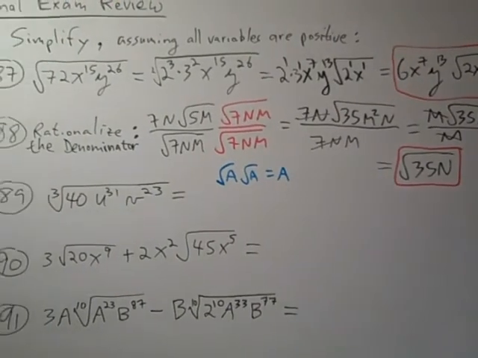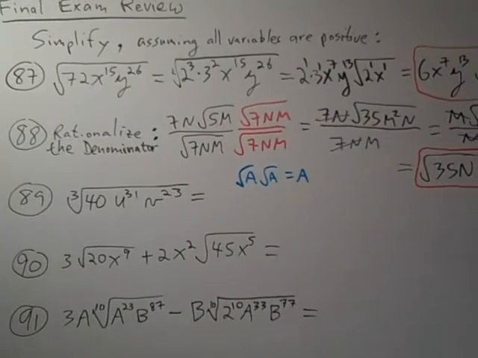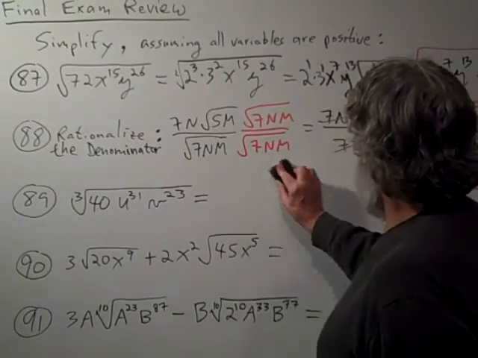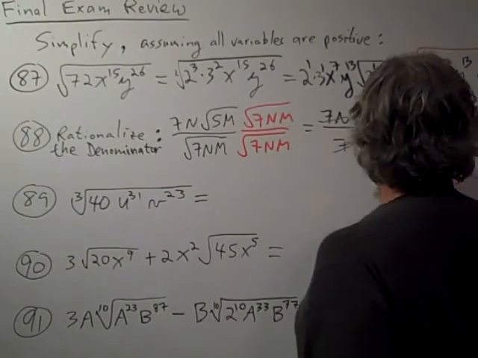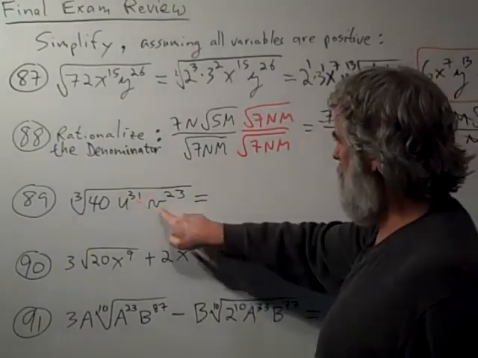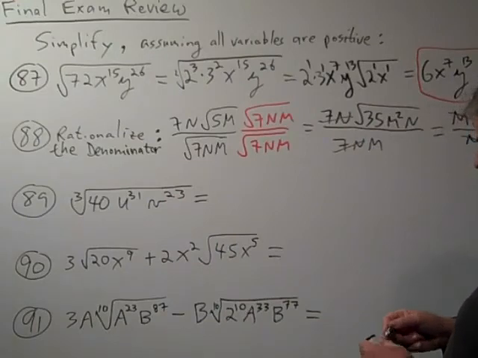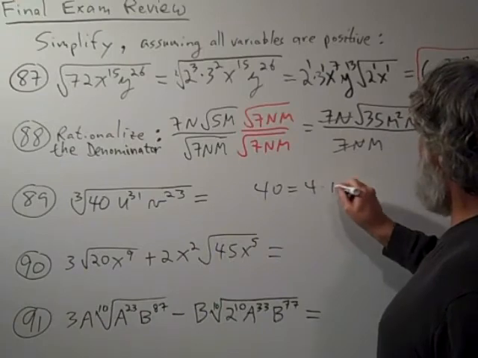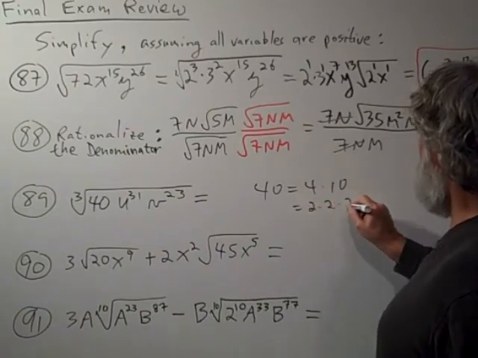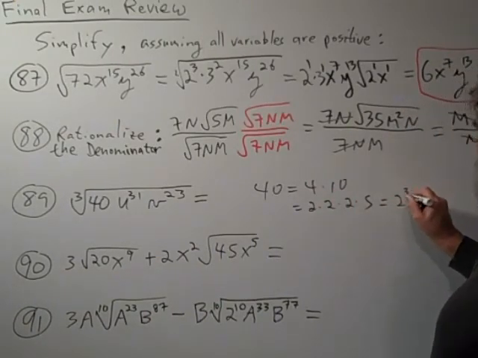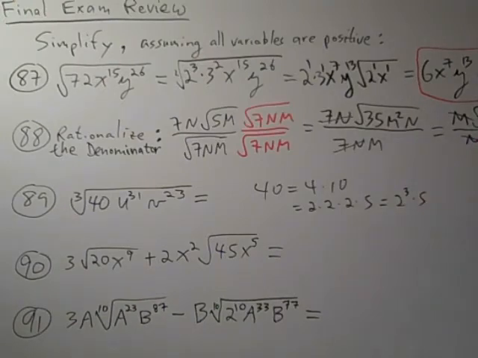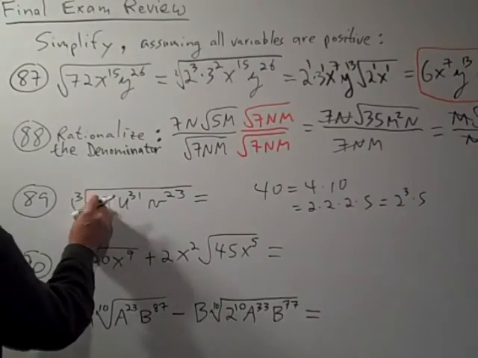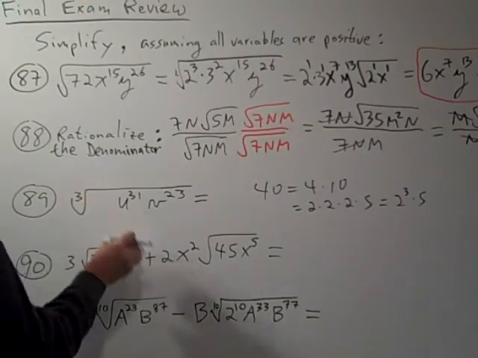Now for problem number 89, the cube root of 40 times u to the 31 and v to the 23rd. First we need to factor 40. 40 is equal to 4 times 10, so that's 2 times 2 times 2 times 5, or 2 to the third times 5. So we can replace the 40 with 2 to the third times 5 to the 1.